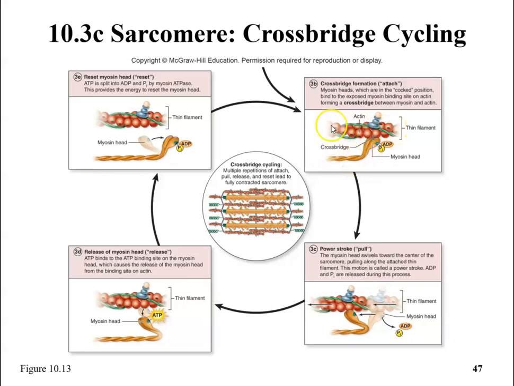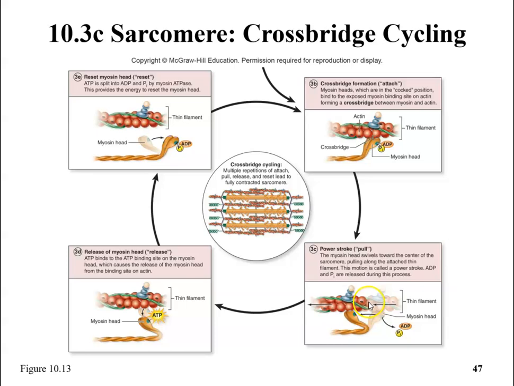Here's your thin filament. And you can see the myosin heads attached to the actin on the thin filament, forming a cross-bridge, right? So this is like a little bridge here between the thick filament and the thin filament. That's your cross-bridge formation. Next step is the power stroke, or the pull.